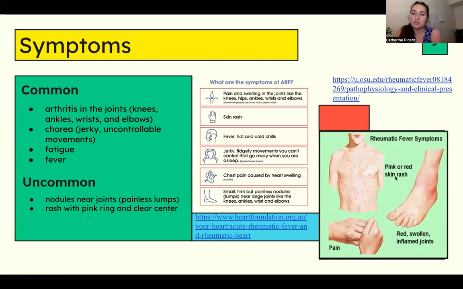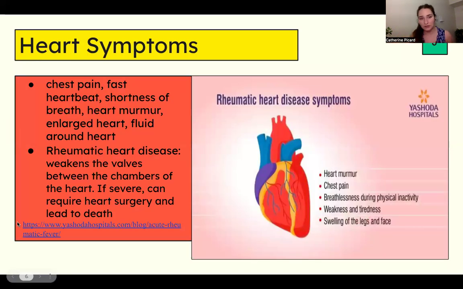Okay, and then this other image is just going to be talking about the symptoms again: pink or red skin rash, the red swollen inflamed joints, and the pain at those joints, like the arthritis. All right. Next is going to be heart. So the heart goes through it for this immune response. So some symptoms are going to be chest pain, fluid around the heart, enlarged heart, shortness of breath, heart murmur, fast heartbeat, just all of the things that you want for your heart.